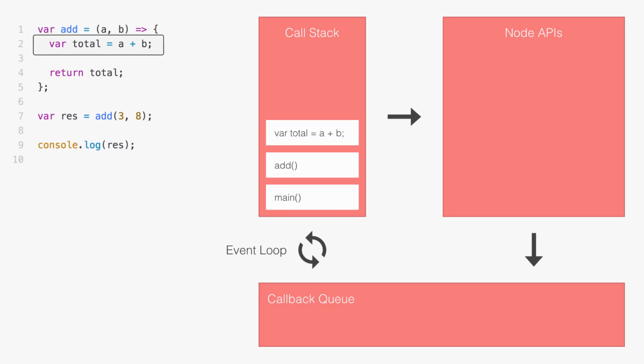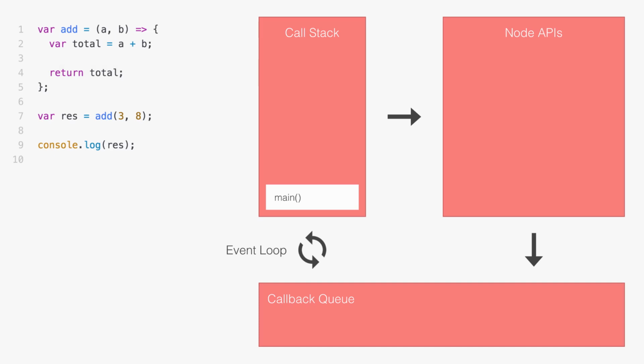The first line inside of add sets the total variable equal to a plus b, which would be 11. Then we return from the function using return total. That's the next statement. And when this runs, add gets removed. So return total finishes, add gets removed, then we move on to the final line in the program, our console.log statement, where we print 11 to the screen. This is going to run, it's going to print 11 to the screen, it's going to finish, and now we're at the end of the main function, which gets removed from the stack when we implicitly return.